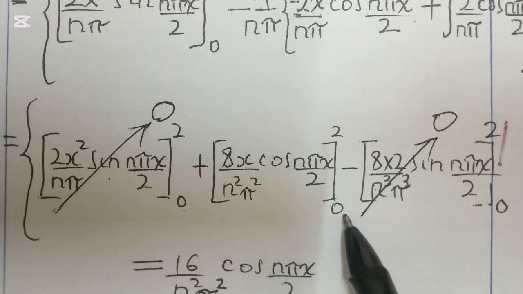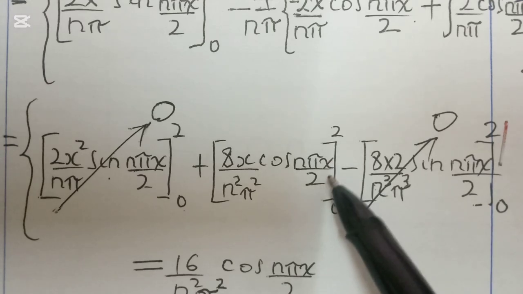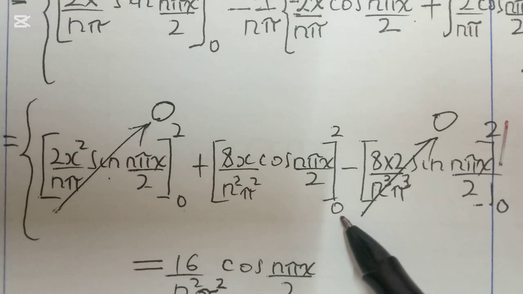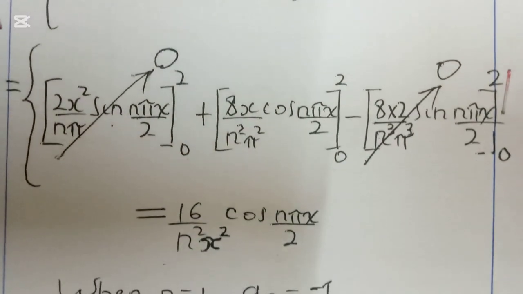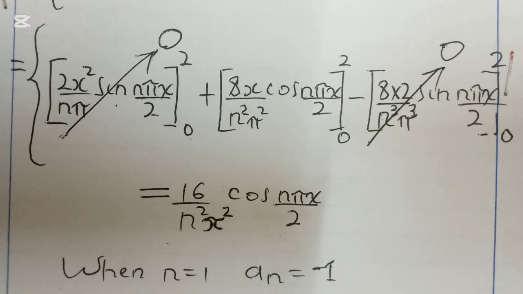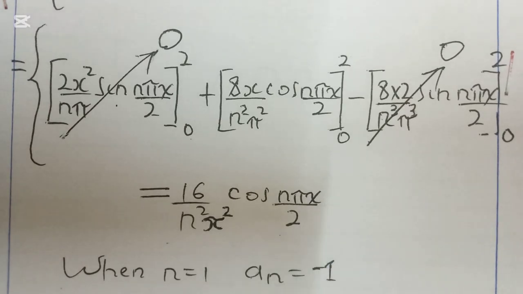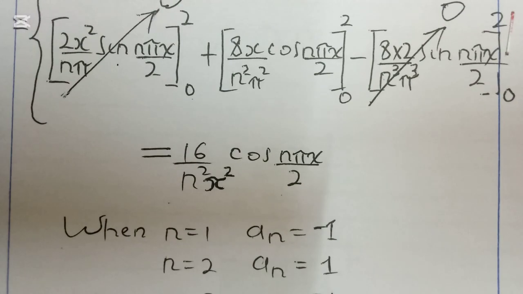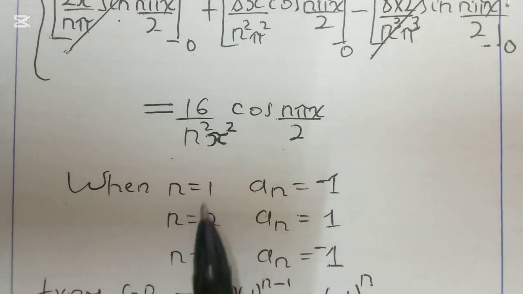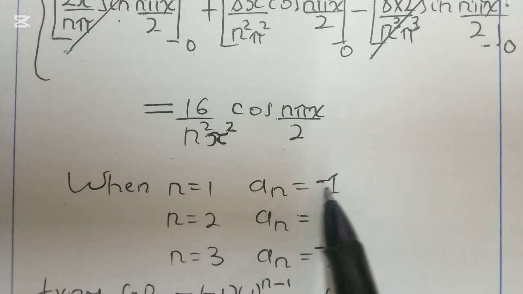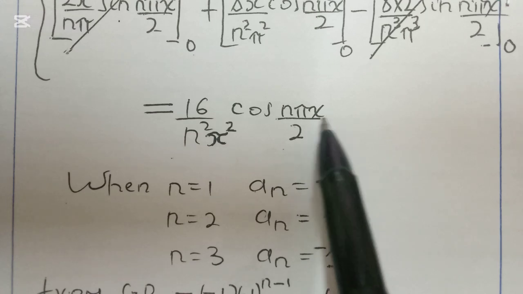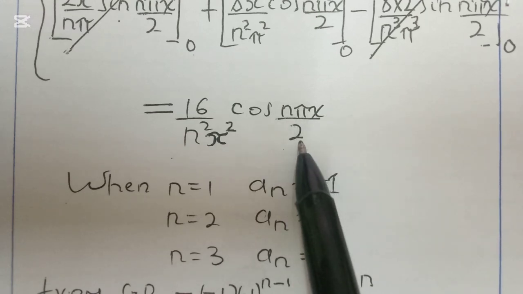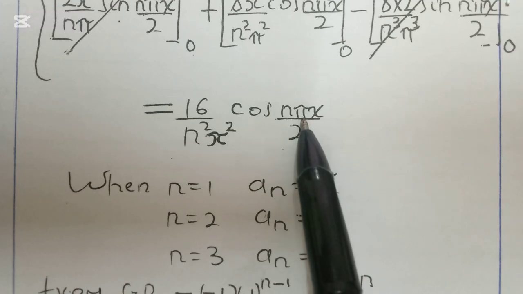And when you put 0, guys, the 0 will be able to cancel. When you put your limit as 0, you'll have 0. So when you put your limit to be 2, this is what you are now going to have: 16 all over n squared pi squared cos n pi x all over 2. So guys, when I now test and put n equals 1 for this, you'll get negative 1. That is, you have n being 1 there, all over 2, and then you have pi and x.